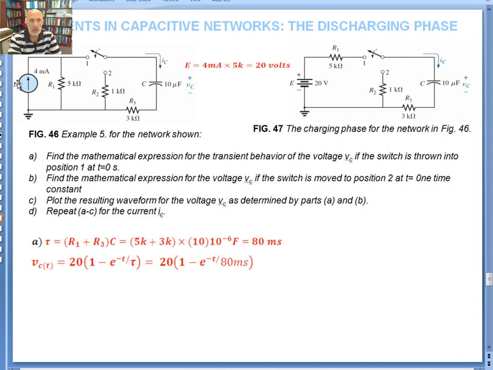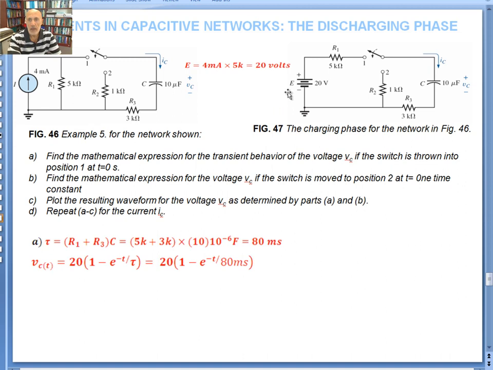But the first thing you want to do is to use that equation. You must convert this from a current source to a voltage source. So 4 milliamps times 5K gives you 20 volts, and the 5K will be connected in series with it. So almost identical to the previous problems.